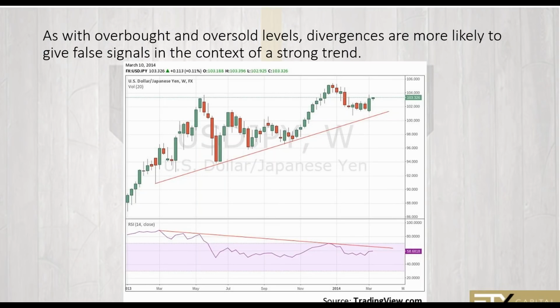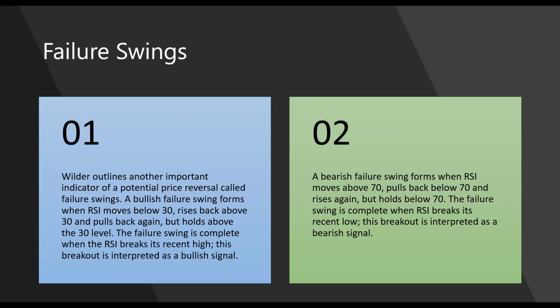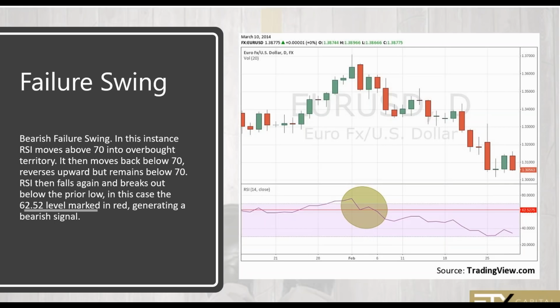So, as with overbought and oversold levels, divergences are more likely to give false signals in the context of a strong trend. Okay, so we have to understand how to see failure swings, and we have to be able to adjust our levels from that 30 and 70 and not use them as concrete and make our trading decisions just from those levels. But a failure swing, in this instance, is when RSI moves from 70 into overbought territory and then moves back below the 70.